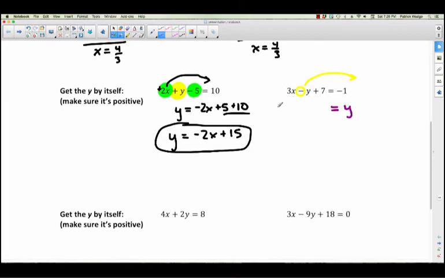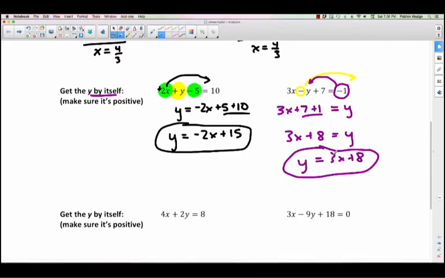Now, let's leave the 3x over here. Let's leave the plus 7 over here. This minus 1, do we want it on this side with the y? No, we want the y by itself. So why don't we move the minus 1 over to this side, to the other side of the equal sign? Got to give up its sign, so it's going to be plus 1. Okay, can we simplify? Sure, those go together. 3x plus 8 equals y. And you're done. Now, if you want, you can rewrite this as y equals 3x plus 8.